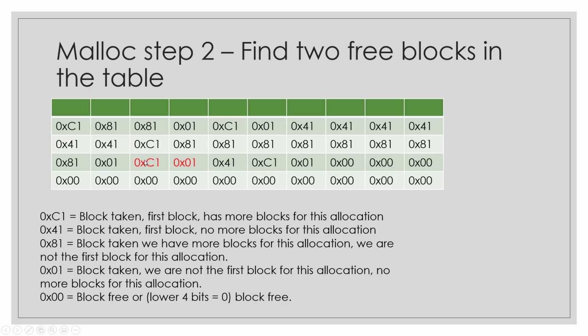We've set the first byte in red here to 0xC1, which means the block is taken. It is the first block of our allocation, and we also have more blocks for this allocation. And then we end it with a nice 0x01, which means this block is taken, we are not the first block, and there are no more blocks, which ends our allocation.